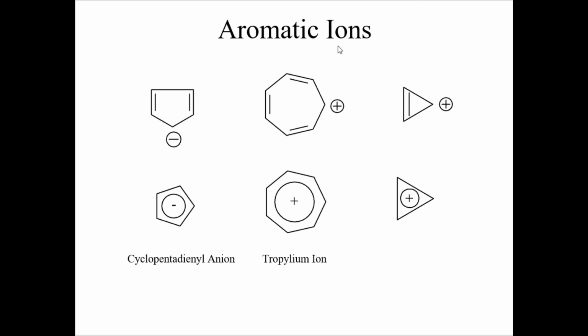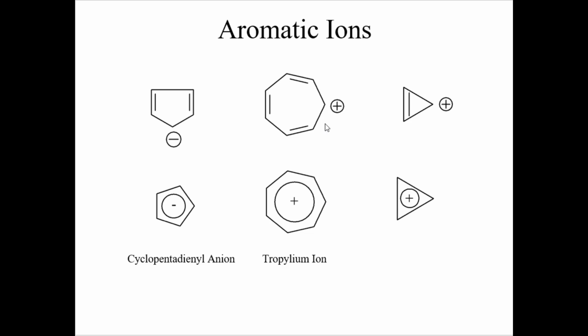They can fit the rule of being all sp2 hybridized in the ring and having a 4n plus 2 number of pi electrons. So let's deal with the tropylium ion. In mass spec fragmentation, we oftentimes see the tropylium ion formed. A benzene ring does a ring expansion on a benzylic carbocation and forms a tropylium ion.